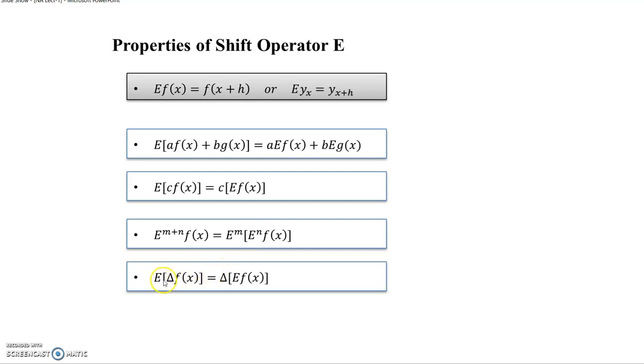Next, E and delta can be interchanged. E delta f(x) is equal to delta E f(x). So these are the properties of the shift operator.